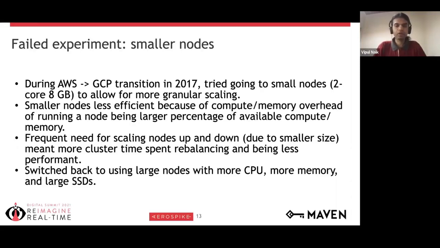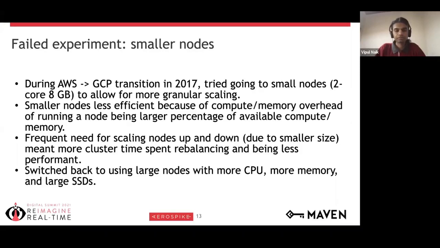Another problem was the frequent need for scaling nodes up and down. That granular scaling means we are scaling up and down more frequently, but that also means a cluster is spending a lot of time just readjusting all the data each time nodes go up and down. It has to rebalance the data. And so it's spending more of its time in this lower performance state of rebalancing rather than in the high performance state, which it is when things are balanced.